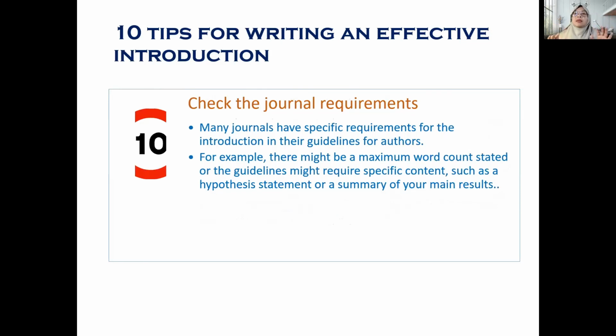Okay, finally, the 10th tip, check the journal requirement. So please follow the journal requirement. Some journals have specific requirements in the introduction, in the guideline for the authors. For example, they might state the maximum word count or a guideline that might require specific content: hypothesis, statement, summary, question, and so forth, and what we call the citation style. You must refer to the journal requirement, journal guidelines. Download the author guideline in the paper.